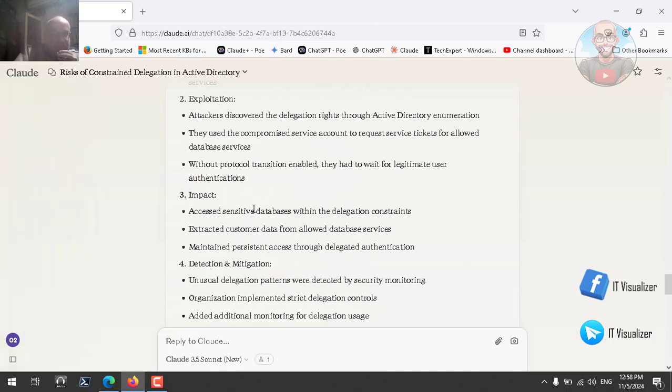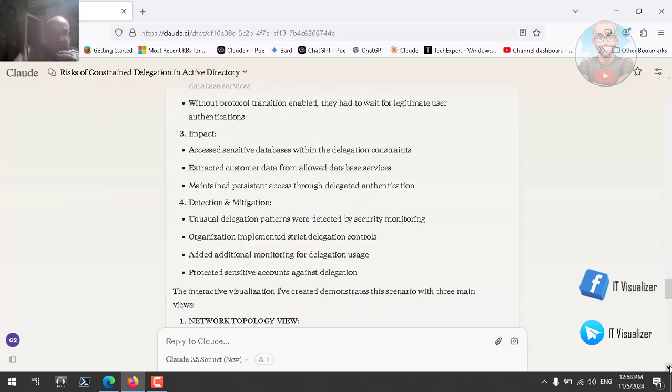Impact: access sensitive databases within the delegation constraints, extract customer data from allowed database services, and maintain persistent access through delegated authentication. Detection and remediation: unusual delegation patterns were detected by security monitoring. The organization implemented strict delegation controls, added additional monitoring for delegation usage, and protected sensitive accounts against delegation. Anyway, this answer is not that good from my point of view. I think the best is the ChatGPT o1 answer.